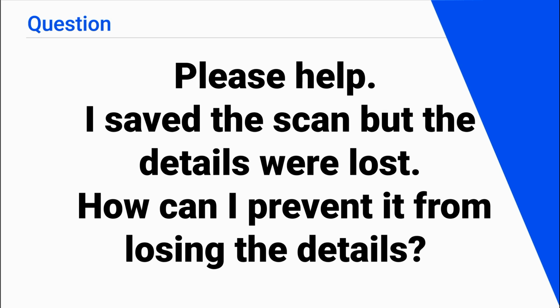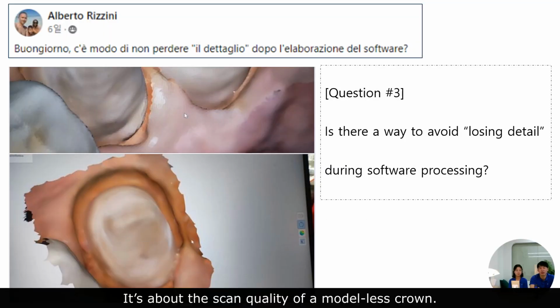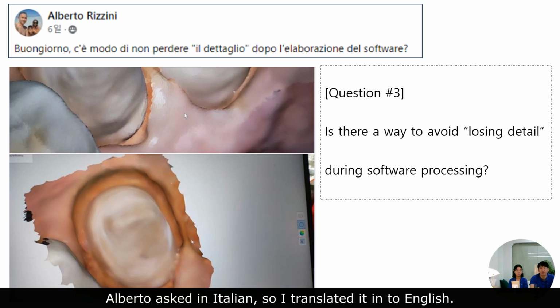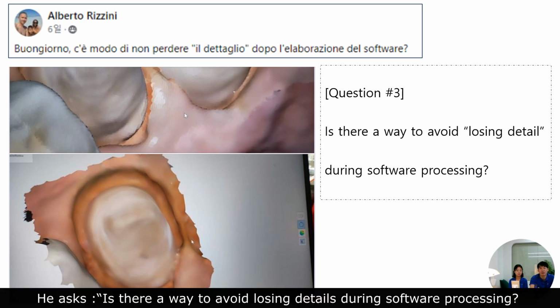Please help. I saved the scan, but the details were lost. How can I prevent it from losing the details? It's about the skin quality of a model's crown. Alberto asked in Italian, so I translated into English. He asked, is there a way to avoid losing details during software processing?